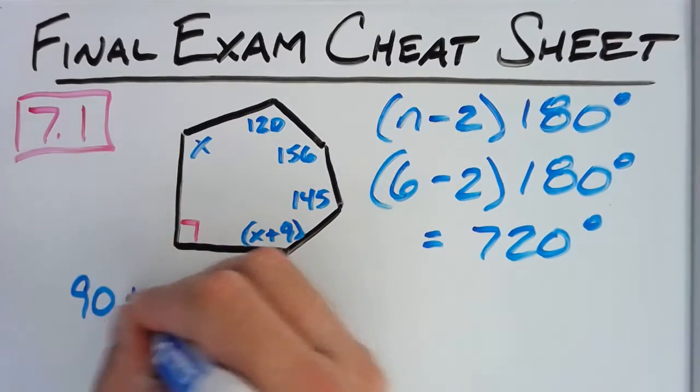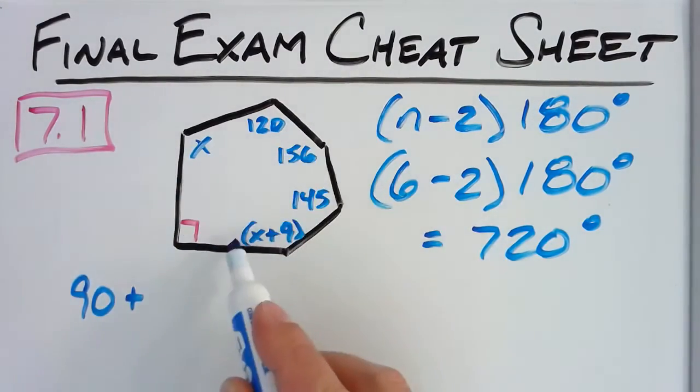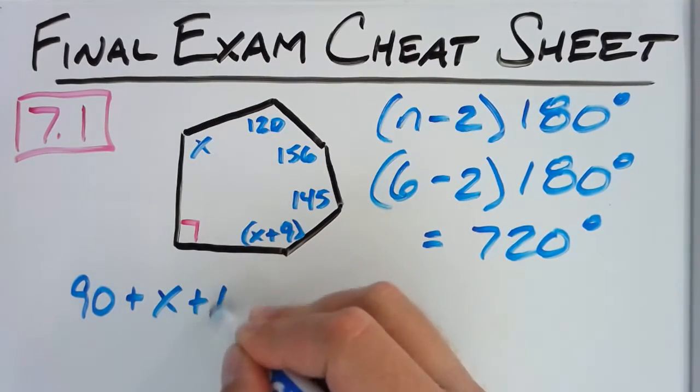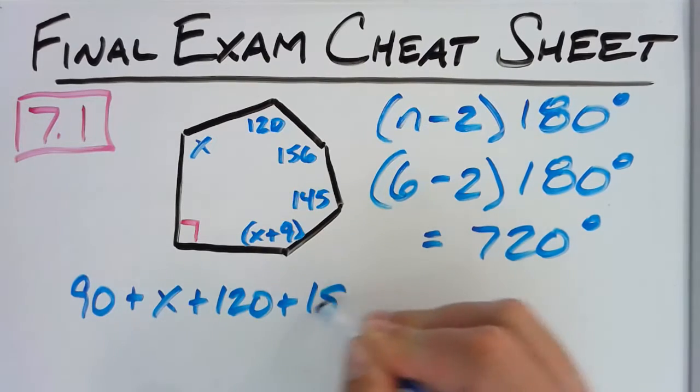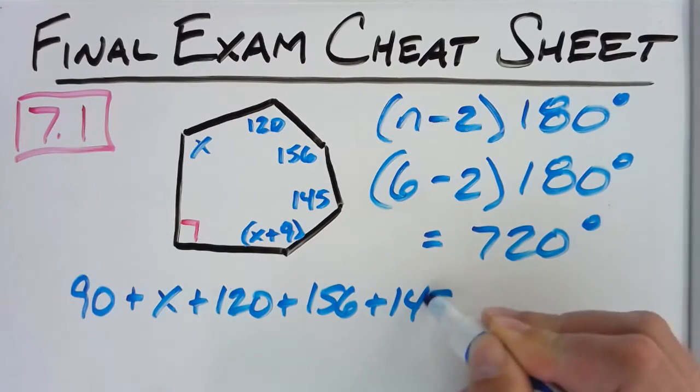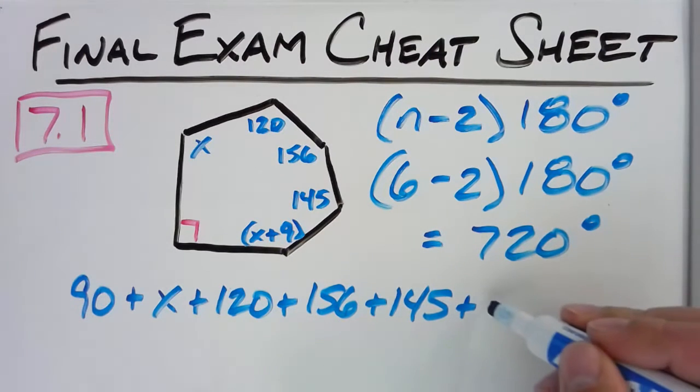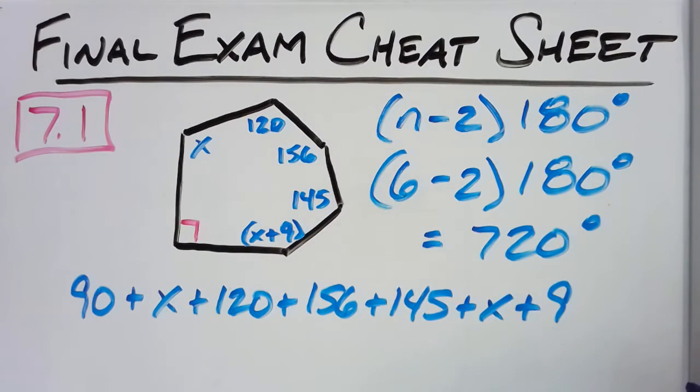But that 90 degrees plus, and I'll just work my way around the edge, pick a direction and just go that way. X was next, 120, 156, 145. And then we get this algebraic phrase here. I'm still adding it with everything else, so it's just x plus 9. Well, all of these angles added together give me that 720 I established in phase 1.